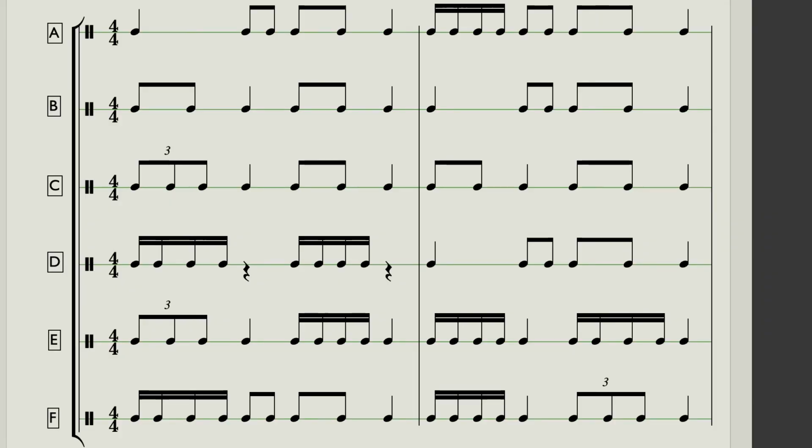So once again, multiple choice, working out whether this is A, B, C, D, E, or F. All right, ready? 1, 2, 3, and 4, and. And again, 1, 2, 3, and 4, and. Last time, 1, 2, 3, and 4, and.